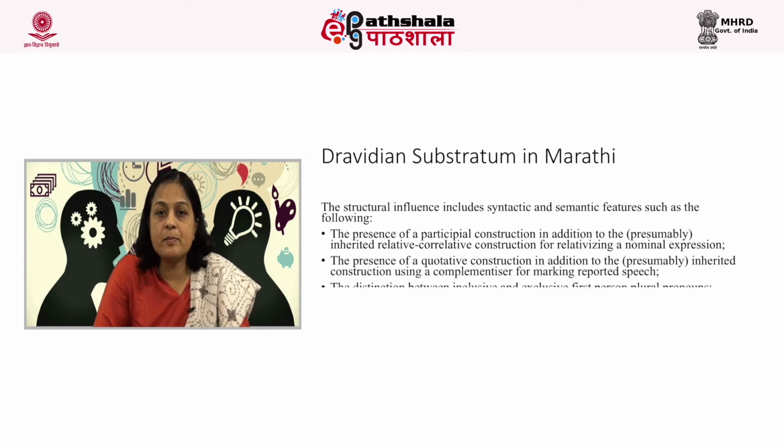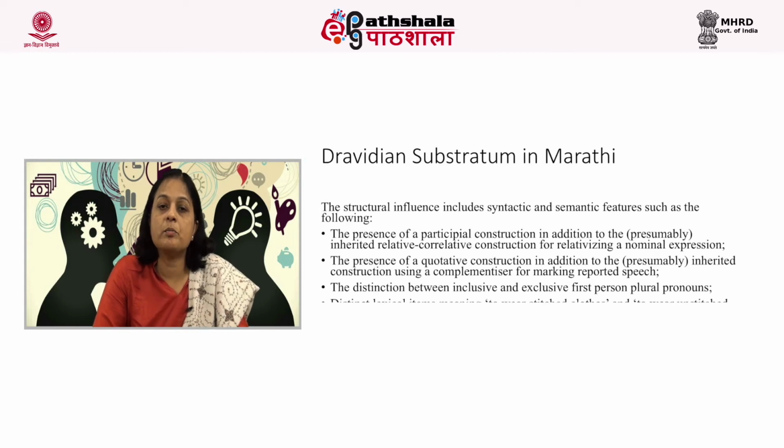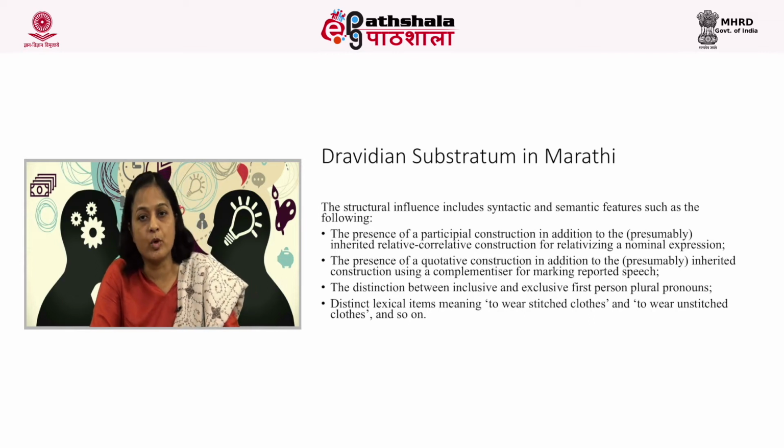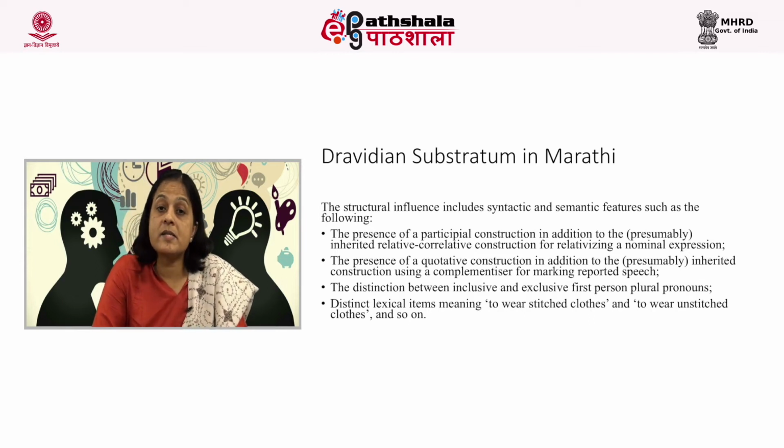First, the presence of a participial construction in addition to the presumably inherited relative-correlative construction for relativizing a nominal expression. Second, the presence of a quotative construction in addition to the presumably inherited construction using a complementizer for marking reported speech. Third, the distinction between inclusive and exclusive first-person plural pronouns in Marathi. And fourth, the distinct lexical items meaning to wear stitched clothes and to wear unstitched clothes, घालणे आणि नेसणे, and so on.